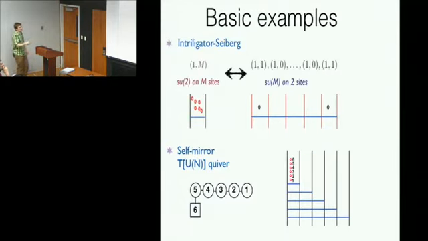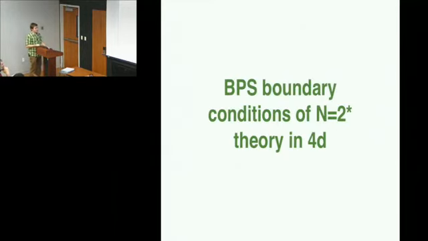But the basic examples are, of course, if you take, so the first one is SQED in Seiberg-like duality, you take SU(2) on M sites, it's this diagram here, and that's dual to this quiver with 1, 1, 1, 1, 1, and 1 hypermultiplet at the first node and the last node. And another example which is important here is a self-mirror theory, which is called T[U(N)]. If you mirror it, it flips to itself. So we looked at SU(2), but you can do it for any N pretty much as easily as for SU(2).